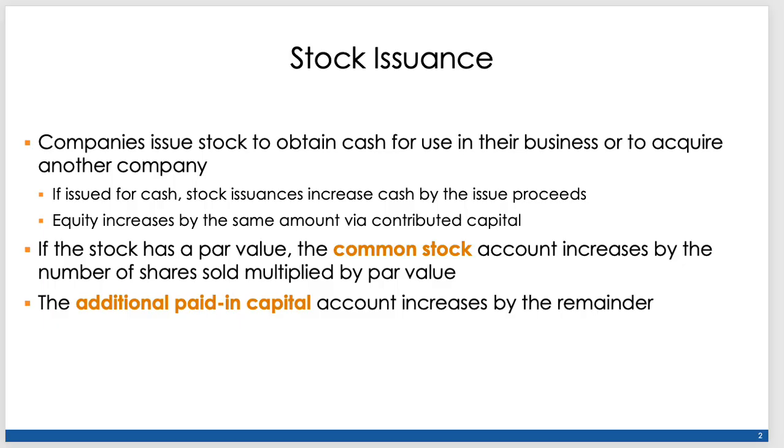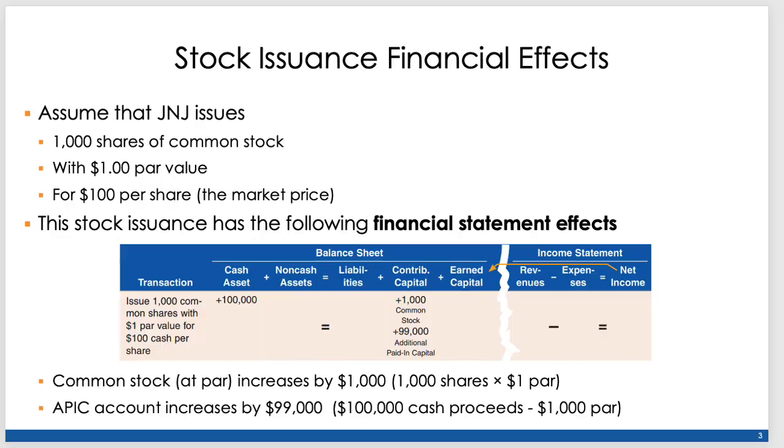If the stock has a par value, then the common stock account increases by the number of shares sold multiplied by par value. And of course, in J&J's case, that's just $1. But of course, we expect the stock is sold for far more than $1 per share, and that additional amount is calculated as additional paid in capital and is going to be listed either as APIC or, in Johnson & Johnson's case, it's simply swept into the retained earnings number over the life of the company.